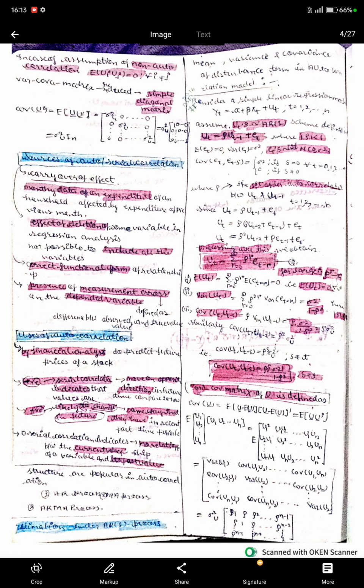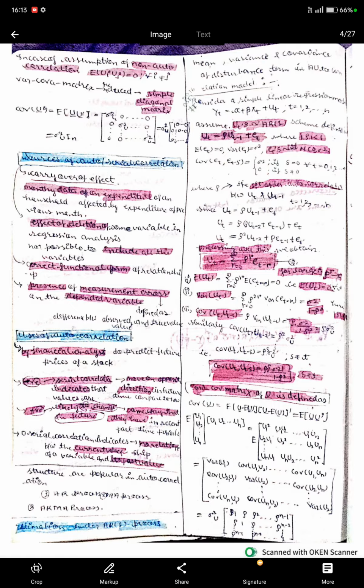These are the uses of autocorrelation, and the structures that are popular in autocorrelation: first, AR process, MA process, ARMA process. Estimation under AR1 process. Mean, variance and covariance of the disturbance term in autocorrelation.